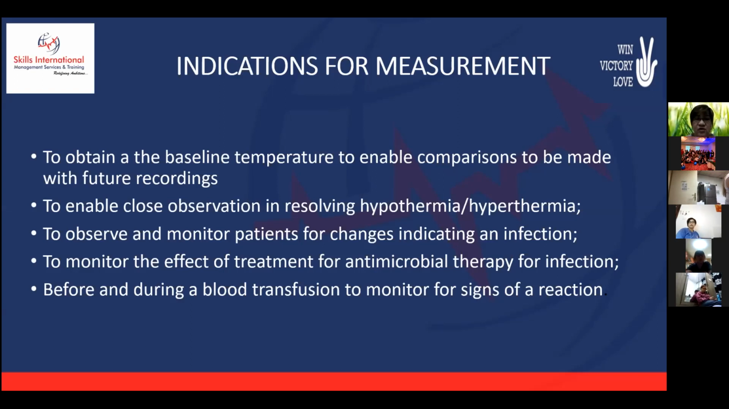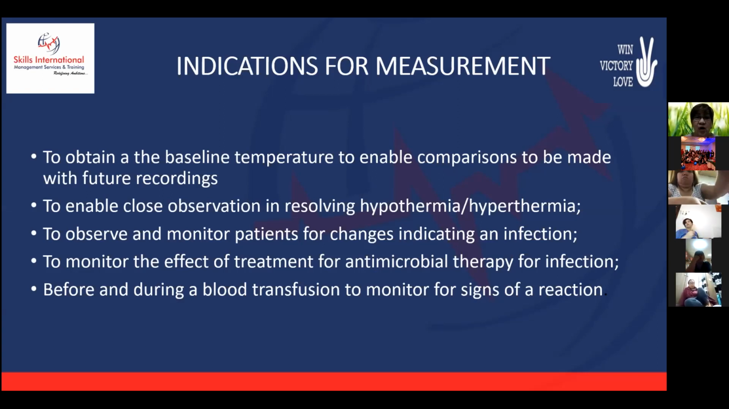Number 3 is to observe and monitor patients for changes indicating an infection. Sometimes or more often, the fever, especially for the hyperthermia, indicates yung infection sa katawan. So depende ngayon, ang doktor dumidepende doon sa inyo na nag-check kayo ng mga temperature, accurate temperature. Kasi basis ni doktor yung kukunin mong report.